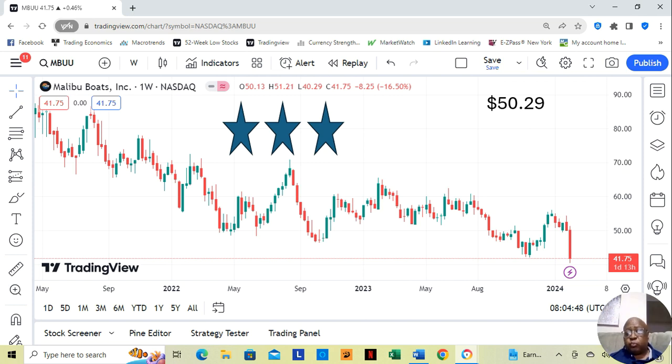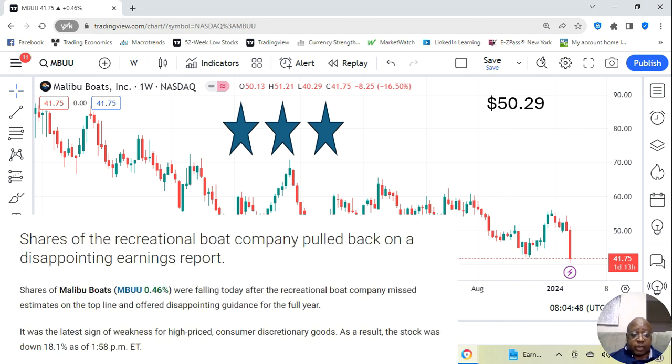Now, we see when we look at Malibu Boats that this last candle, and these are weekly candles, was a big red candle. And we want to see what made Malibu Boats drop so significantly. And so here we have it. Shares of the recreational boat company pulled back on a disappointing earnings report. Shares of Malibu Boats were falling today after the recreational boat company missed estimates on the top line and offered disappointing guidance for the full year. So it was a disappointing earnings report that caused Malibu Boats to drop so significantly.